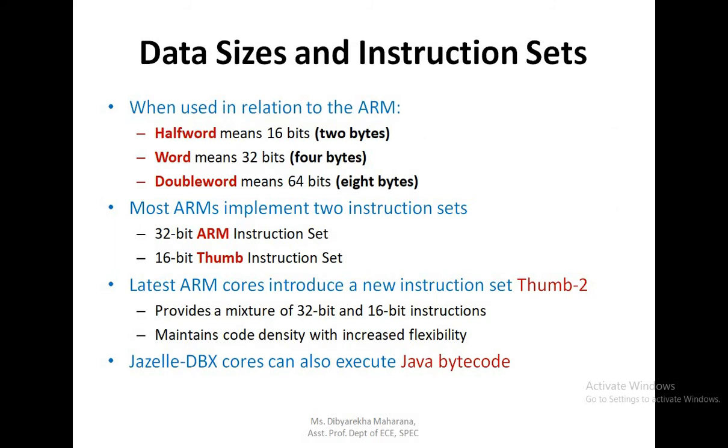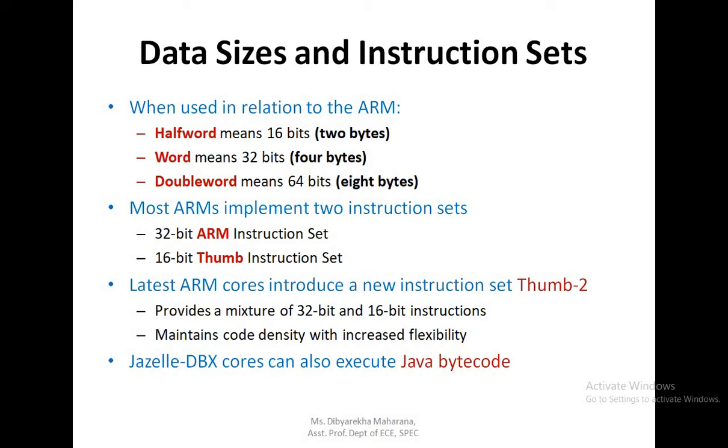Now the data sizes and instruction sets used in ARM processors. In relation to the ARM, half word means 16 bits or 2 bytes, word means 32 bits or 4 bytes, which means ARM is a 32-bit processor. Double word means 64 bits or 8 bytes. Most ARMs implement 2 instruction sets: one is the 32-bit ARM instruction set and another is the 16-bit Thumb instruction set.